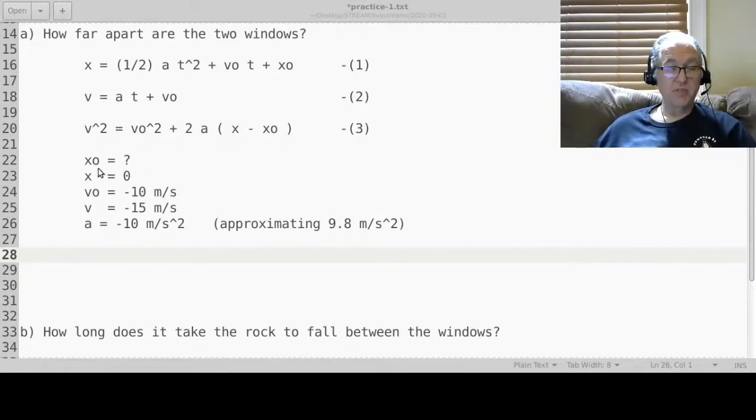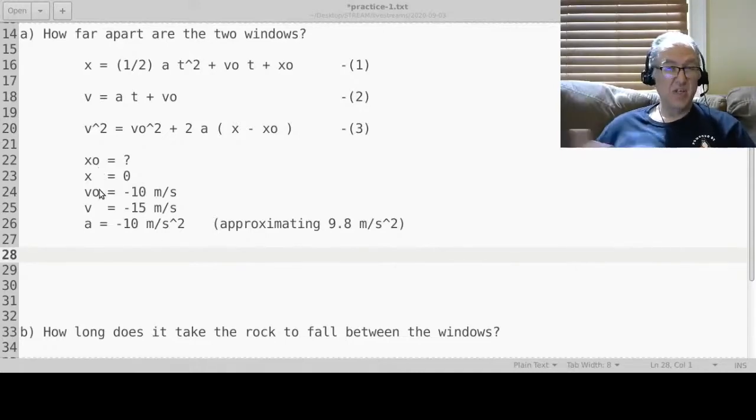So what did we have for our initial position? We don't know what that is. In fact, that's what we want to calculate. We want to calculate the height of window number 1. And in our diagram, that was labeled as x0. That was the height, x0.